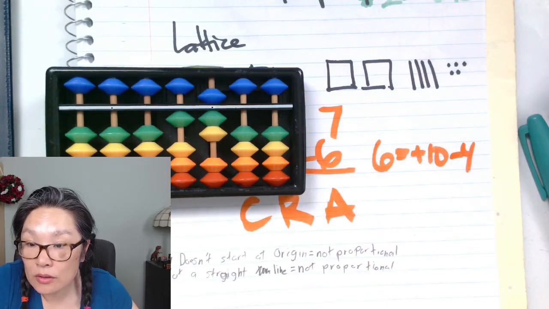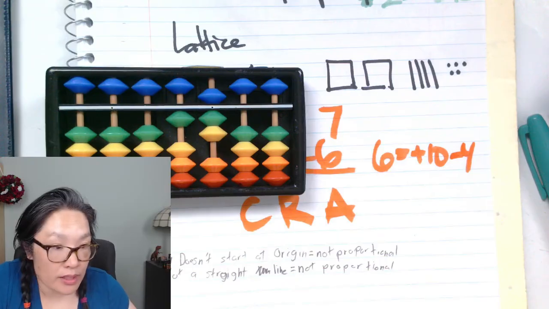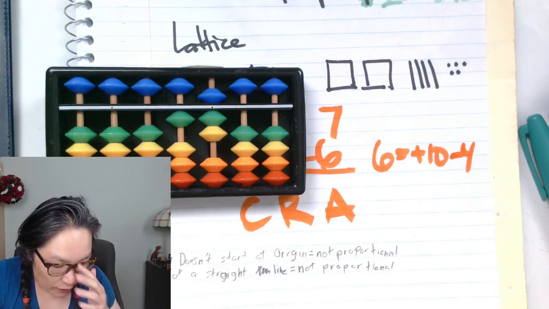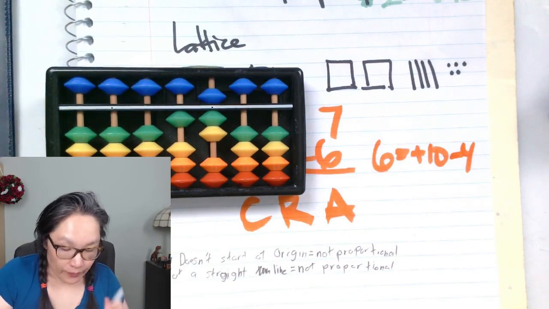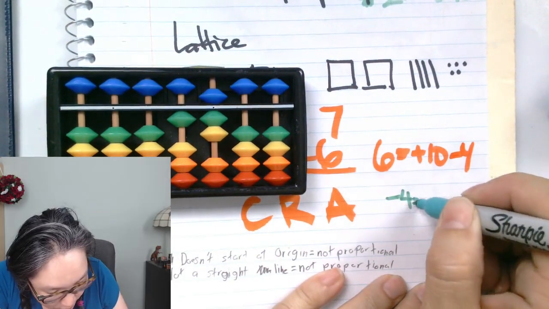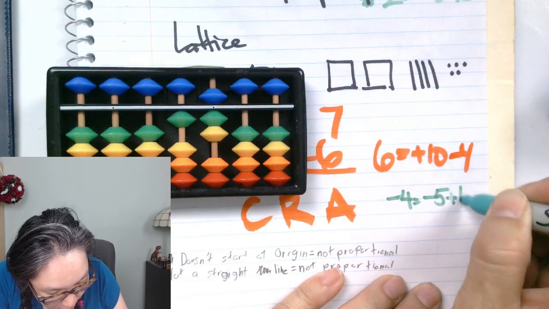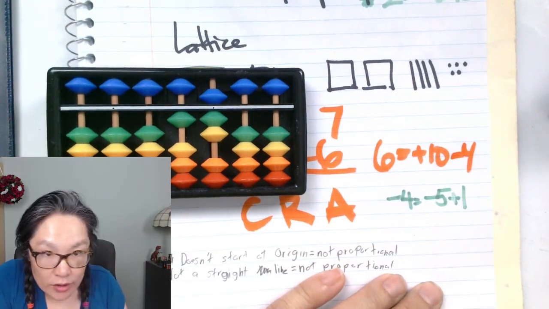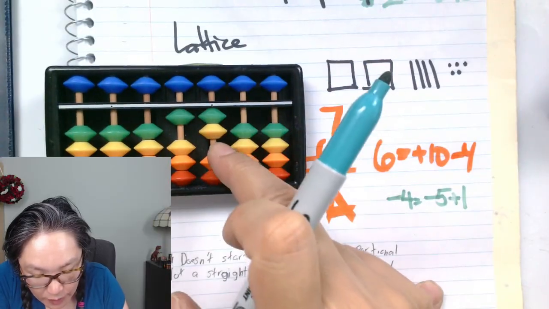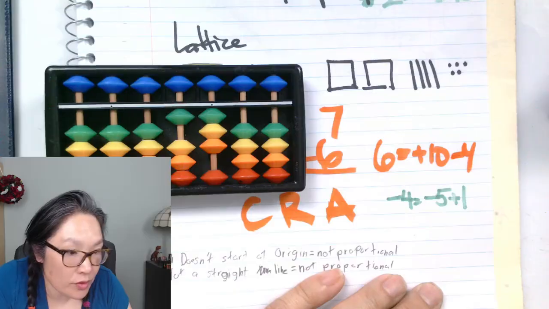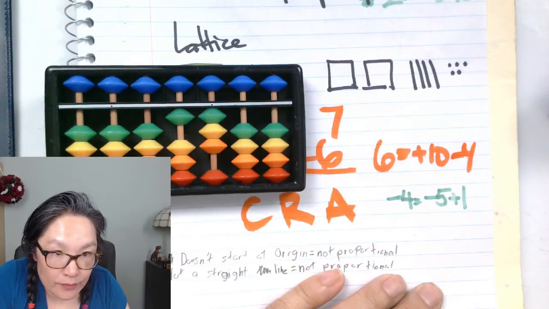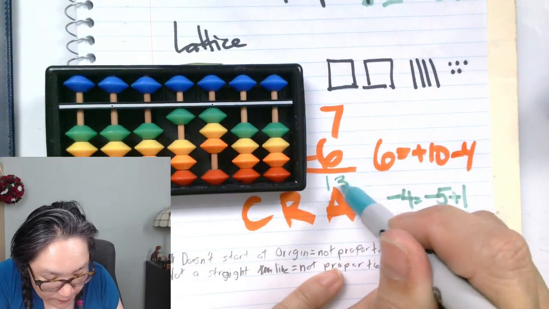How do I take away the 4? We know how to take away the 4. We've done it before. Minus the 4 is equal to minus the 5 plus the 1. That's what we're going to do. So we're going to minus the 5 and we're going to plus the 1. So my final answer is 13.